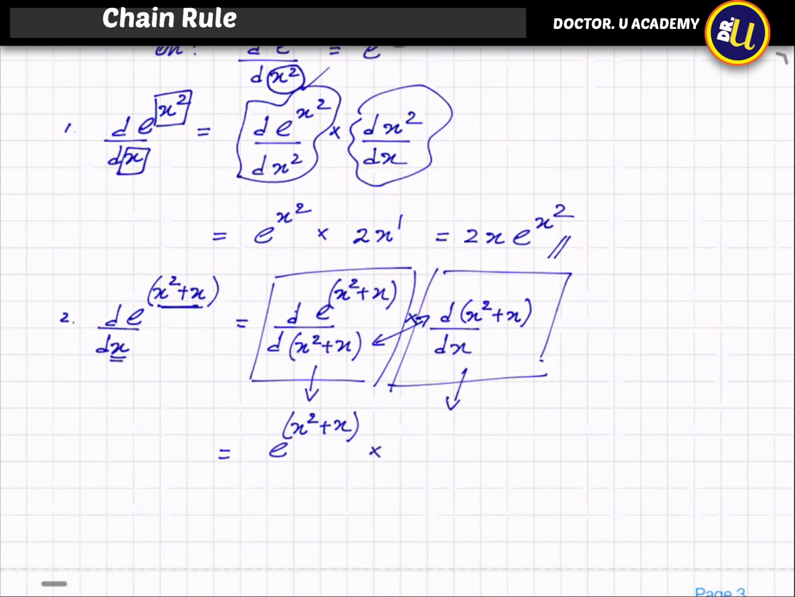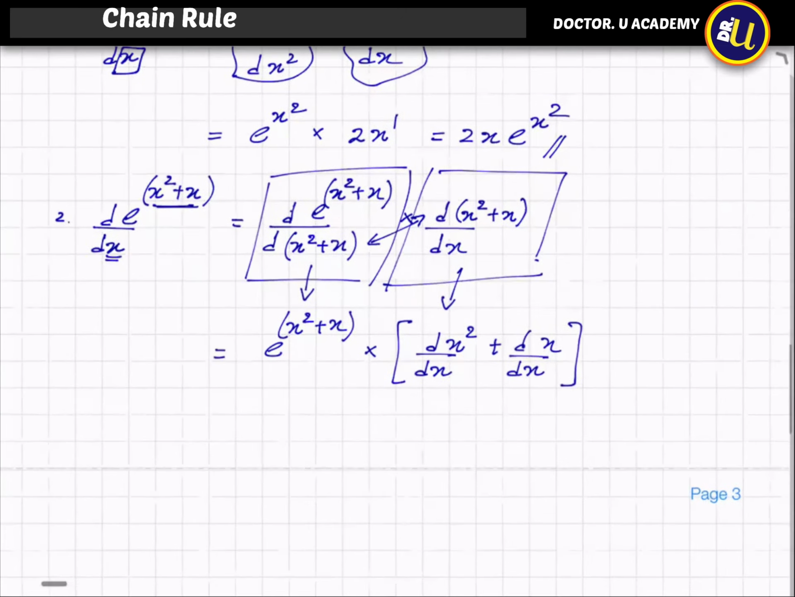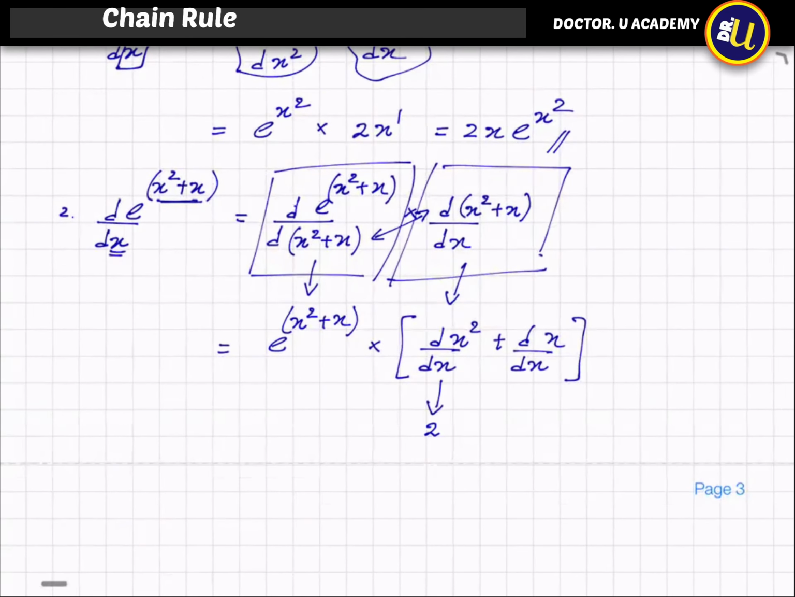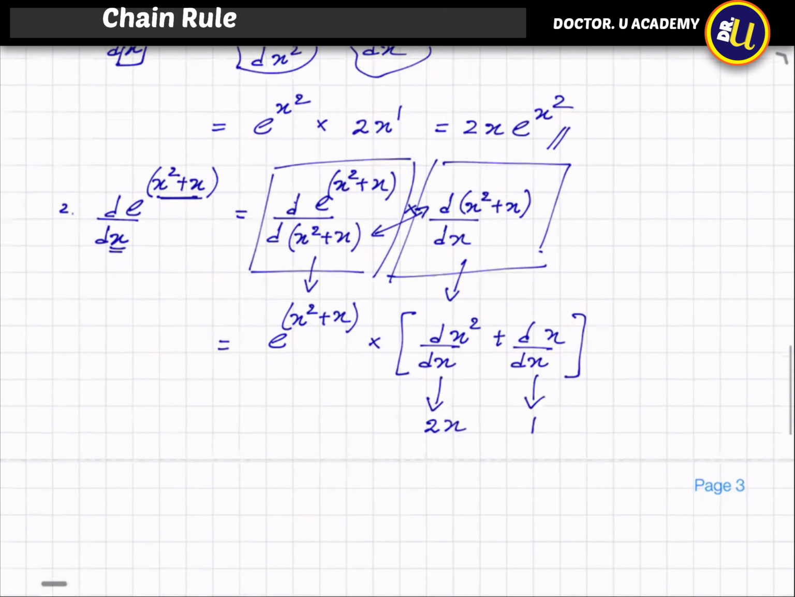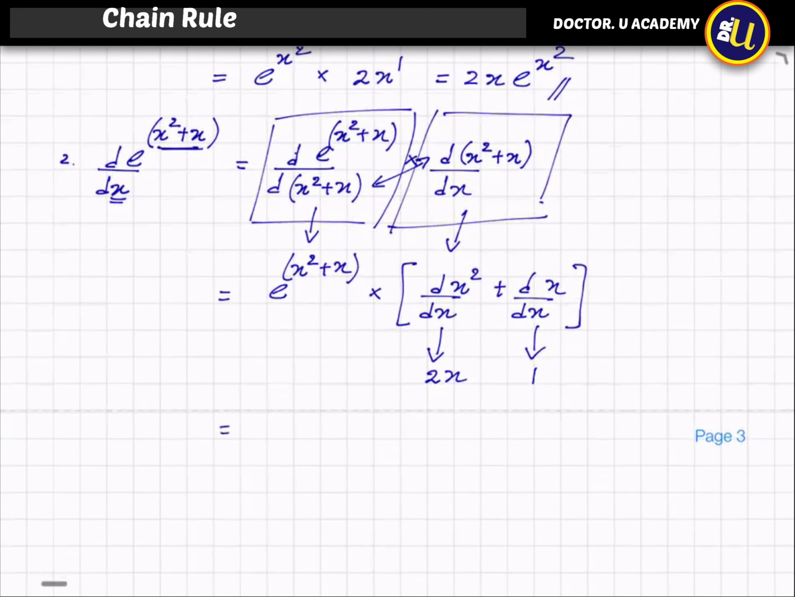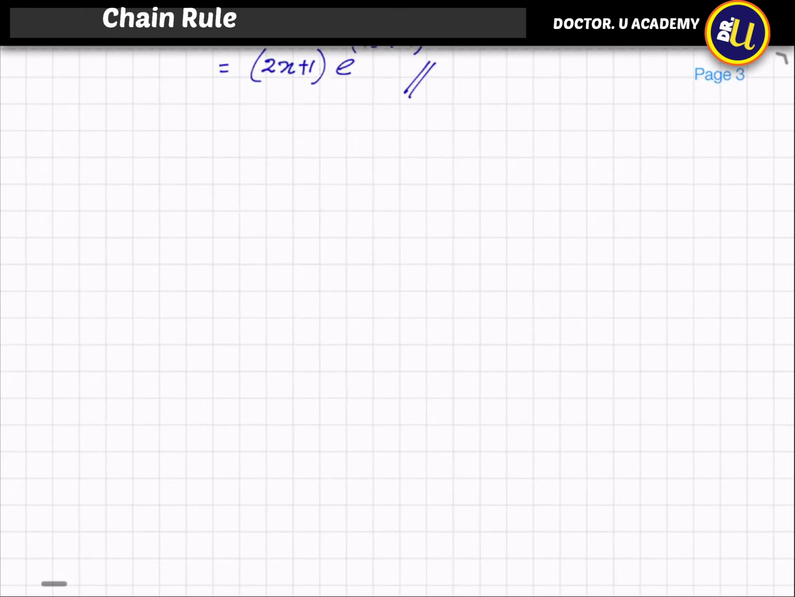The second one, multiplication here, you will split it and consider individually, so you will get d/dx of x squared plus x. Now the answer would be 2x, and here it would be 1. So the answer would be (2x plus 1) times the exponential of x squared plus x. That would be the answer to this question. Okay, so now base case number 3.